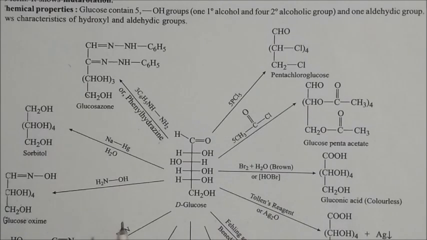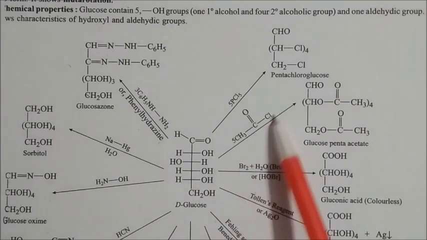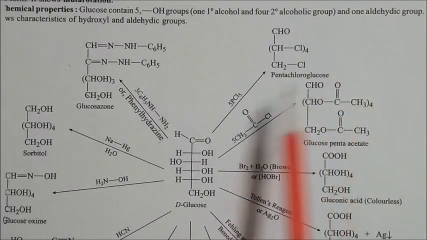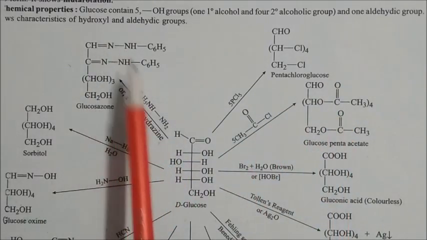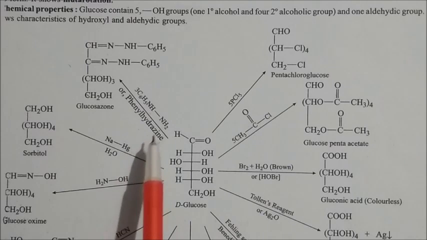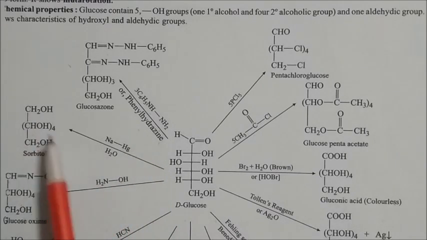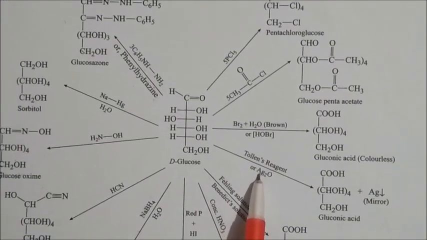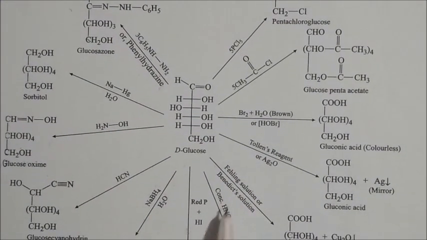This is the pictorial diagram of the reactions of glucose. You can see the reaction with acetyl chloride gives glucose acetate, with PCl5 gives pentachloroglucose, and with hydrazine. Already we have discussed that we require 3 molecules of phenylhydrazine for glucose. With sodium amalgam it gives sorbitol; for fructose we get mannitol also. Then with Tollens' reagent, Fehling's solution and concentrated nitric acid, these are the mild oxidizing agents.